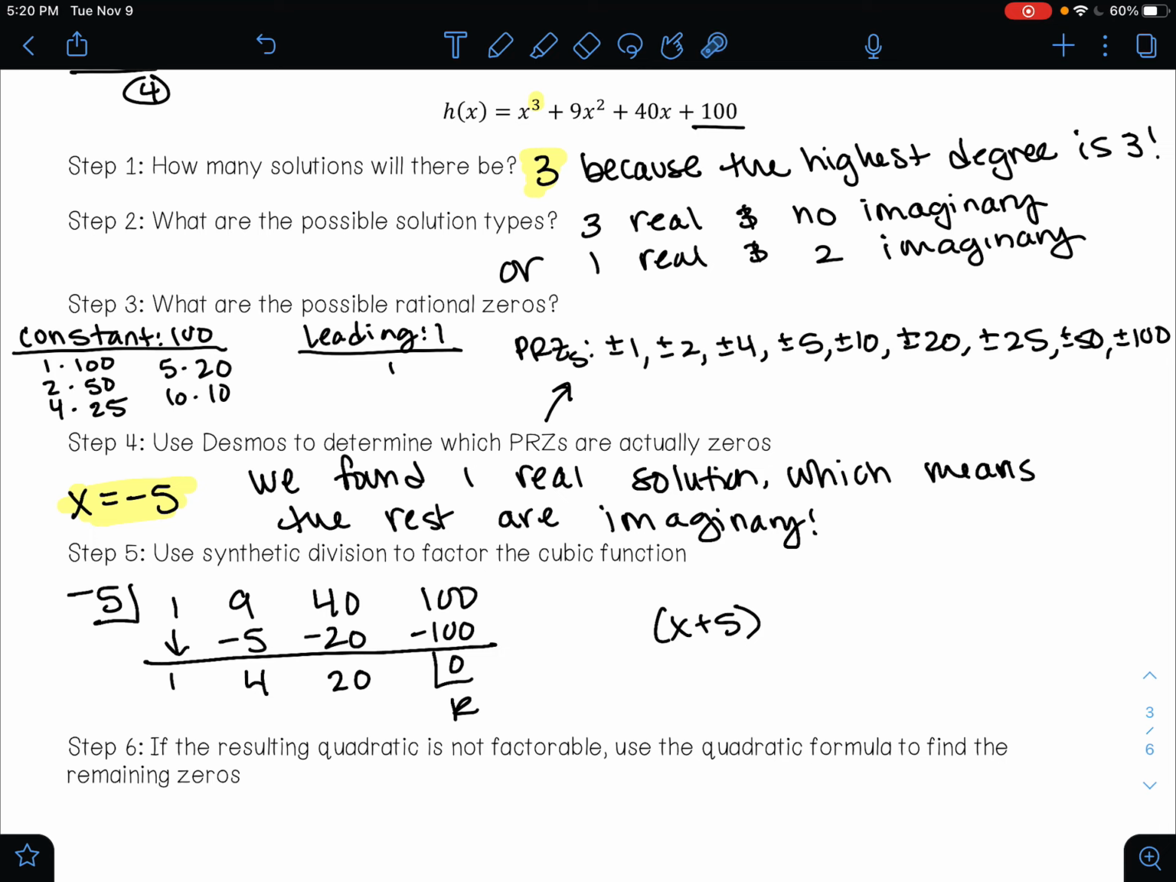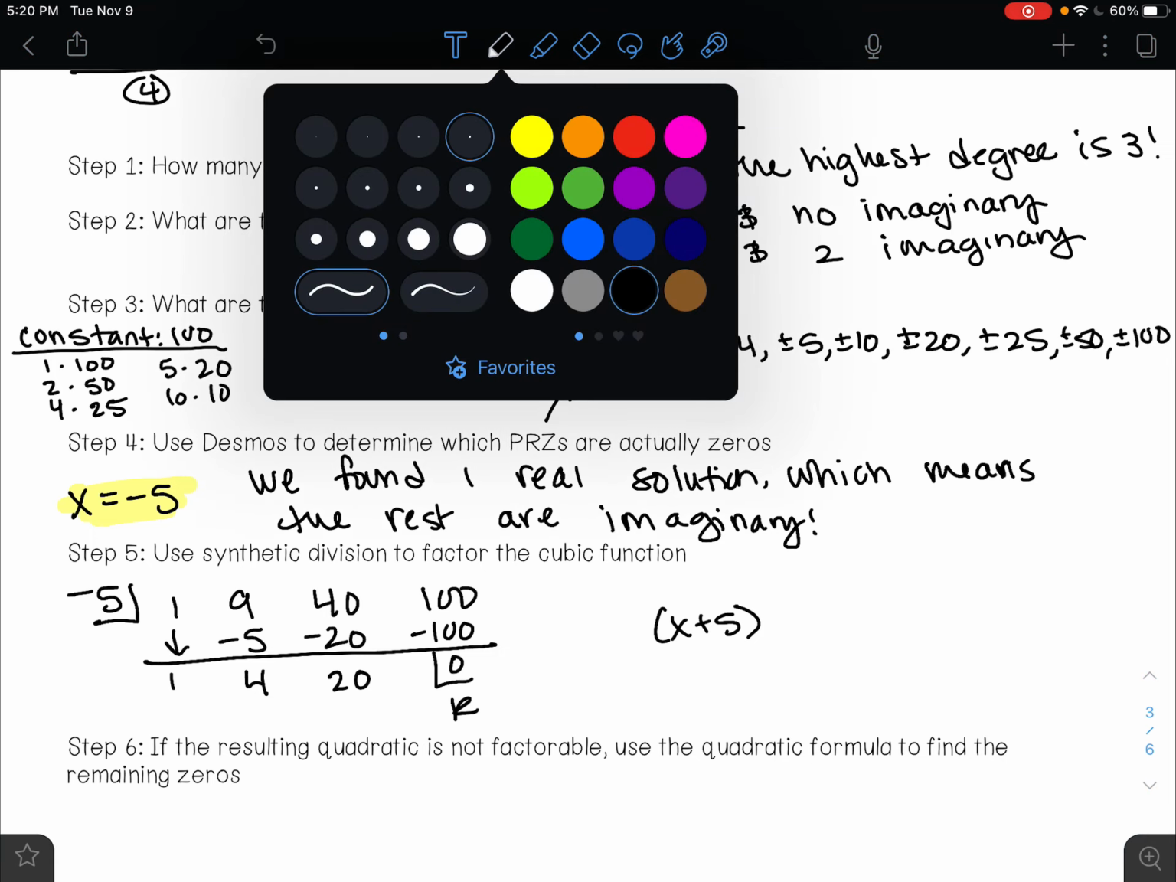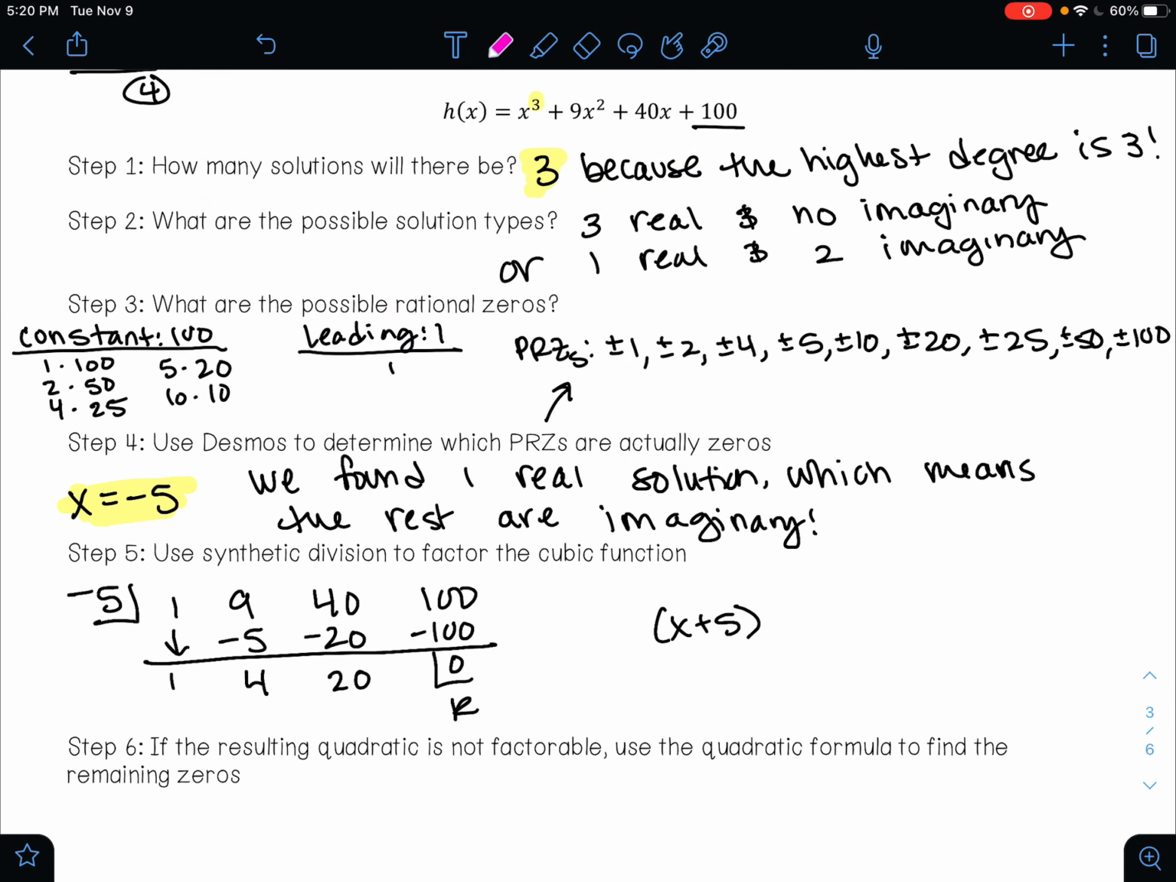We started with x cubed. So this is x squared, x to the first, and x to the 0th power. So this factor is x squared plus 4x plus 20. If we can factor this, that will make our life easy, and we can try and factor that and solve. If it's not factorable, because it is a trinomial, I would use the quadratic formula. So are there factors of 20 that add to 4? No. So this is not factorable, and so we're going to use the quadratic formula.